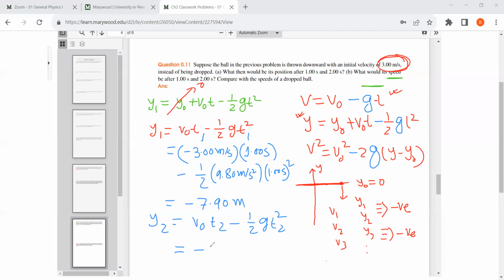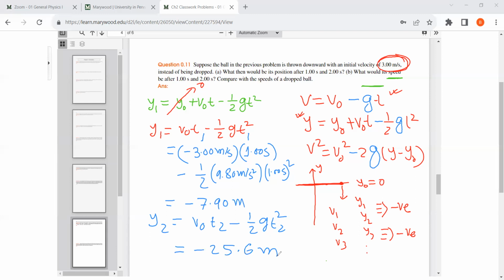I got minus 25.6 meter. Okay, which is again higher than the last problem. In the last problem you got y2 equal to minus 19.6. Here you get minus 25.6 meter.